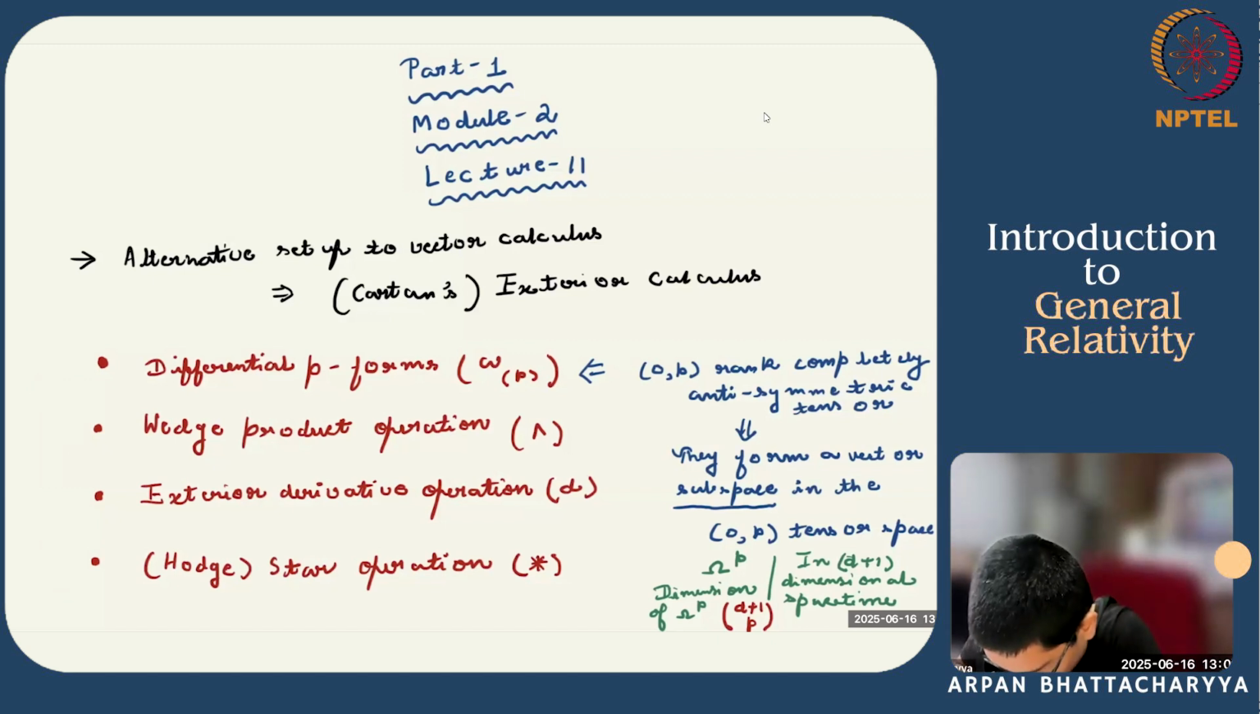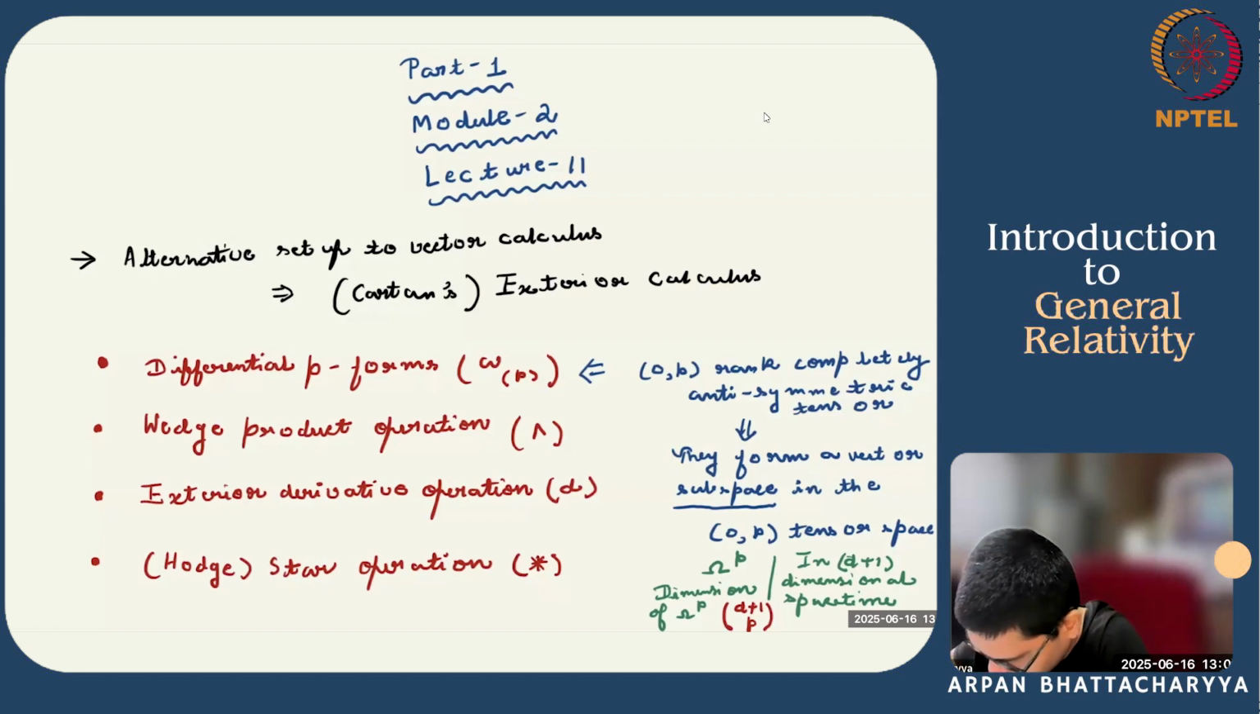First, we will recap differential forms. Then we will introduce three operations. One is the wedge product, which is denoted by this capital lambda, the exterior derivative operation denoted by this small d, and the Hodge star operation denoted by this star.